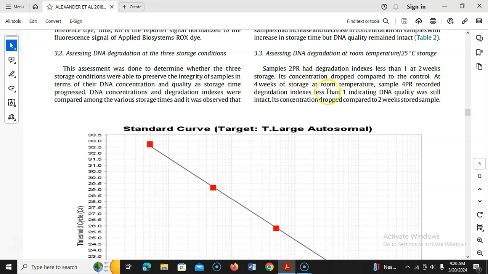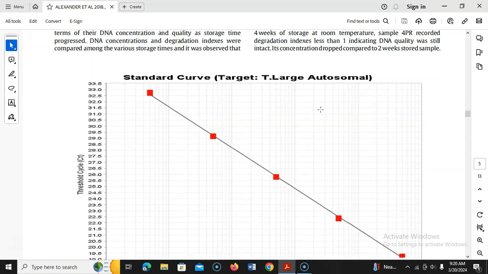At 4 weeks of storage at room temperature, sample 4PL recorded degradation indices less than 1, indicating DNA quality was still intact. Its concentration dropped compared to the previous sample. So the quality as time progressed at room temperature storage, the quality decreased with time, but then the quantity, or concentration, was still intact.